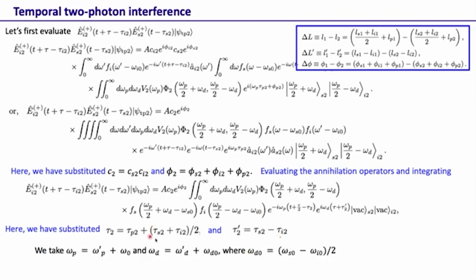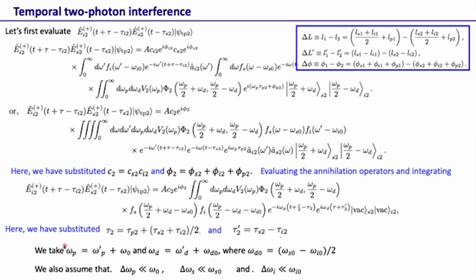Now in order to evaluate this integral, we'll make a few further assumptions. First we'll make the change of variables. So for omega p we are replacing that by omega p prime plus omega naught and omega d by omega d prime plus omega d naught. Here the assumption is that these fields are centered around omega naught as well as omega d naught. We also assume that although the fields are centered at omega naught, the width of the field, that is delta omega p, is much less than omega naught, and similarly for this one, the width of the signal field is much less than the central frequency omega s naught.